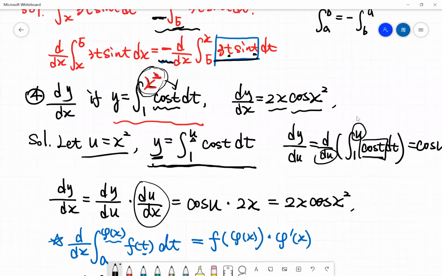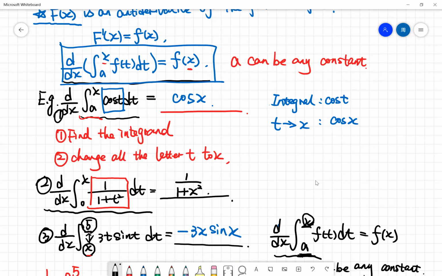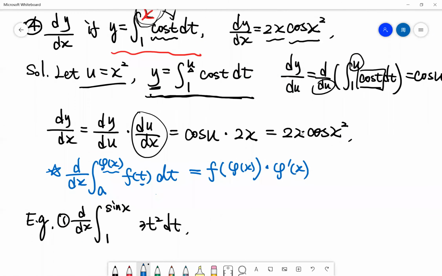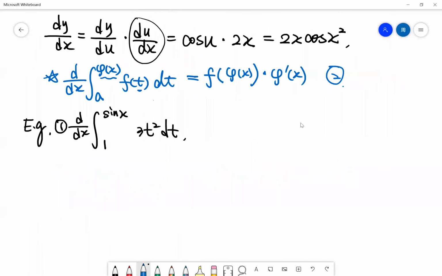So here I will give it a number. This is number 1 and this is number 2. First, you should make a choice which formula you want to use, number 1 or number 2. As long as you see that here is a function, for example sine x, not x itself, then you should choose the second formula. That means it is a composite function.